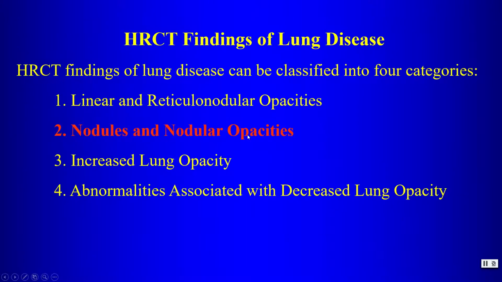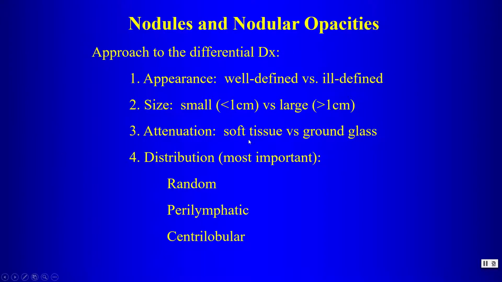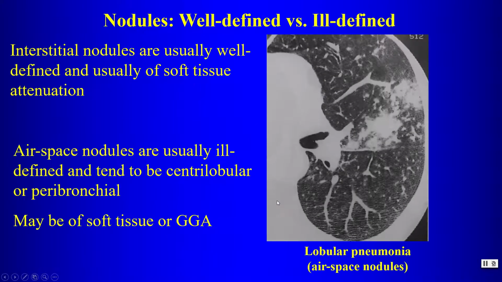So let's talk about now the next category of abnormalities: nodules and nodular opacities. So when we look at nodules, we want to think about the appearance. Are they well-defined or ill-defined? Are they small, less than 1 centimeter? Are they large, greater than 1 centimeter? What's the attenuation? Is it soft tissue or ground glass attenuation? The most important thing when we're dealing with a micronodular pattern is going to be the distribution. Is it a random, perilymphatic, or centrilobular distribution?